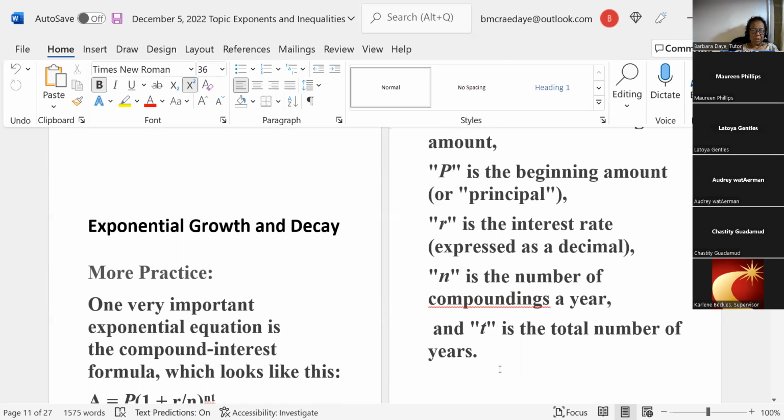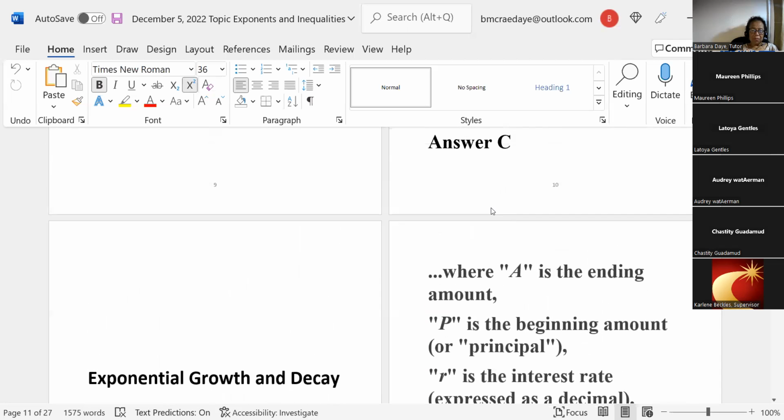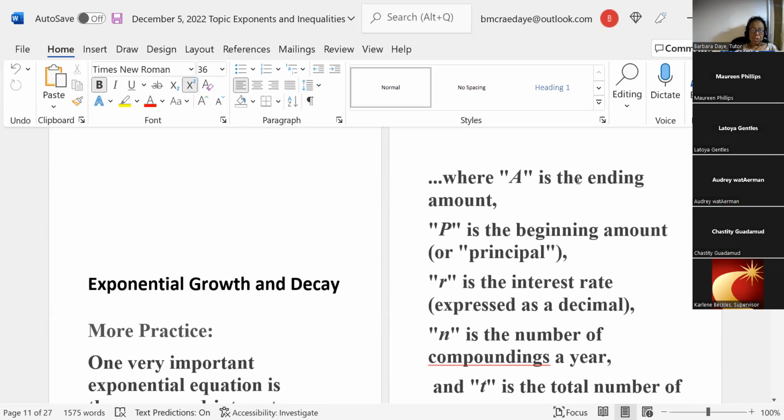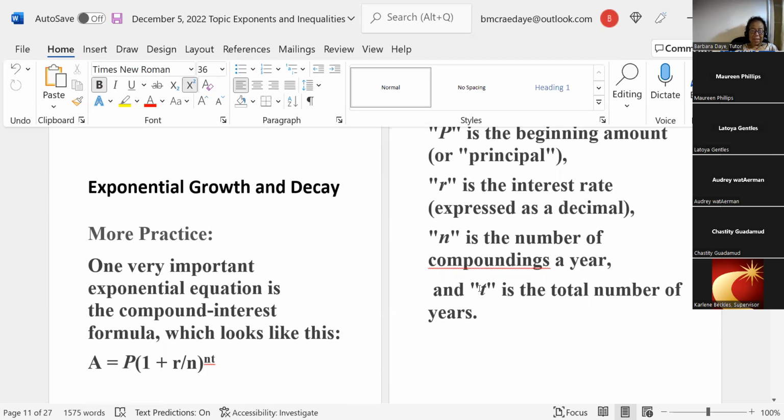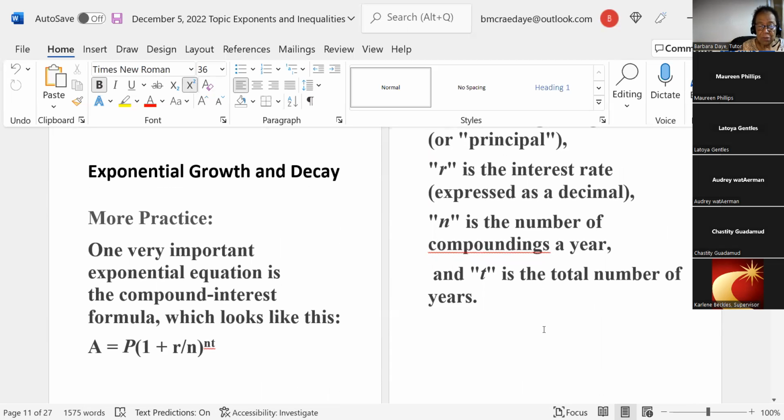So that's the important thing, to know what these are in the formula. Everything within the formula has a meaning, and you should know the meaning. Ending, beginning, interest rate, number of compoundings, number of years, T. That's why we took the 36 months and converted it to years. 12 months in a year, 36 over 12 is 3. T is always a number of years. And if it's given in something else, you must convert it, okay?